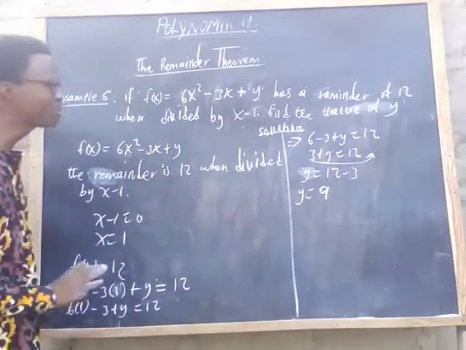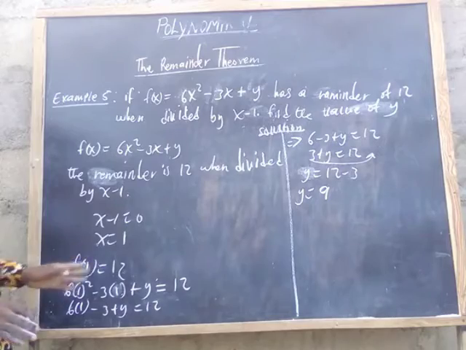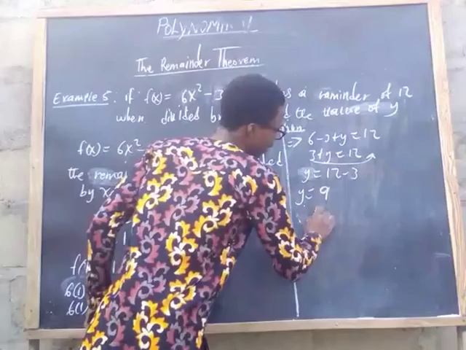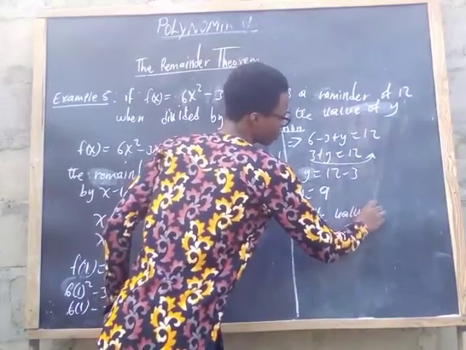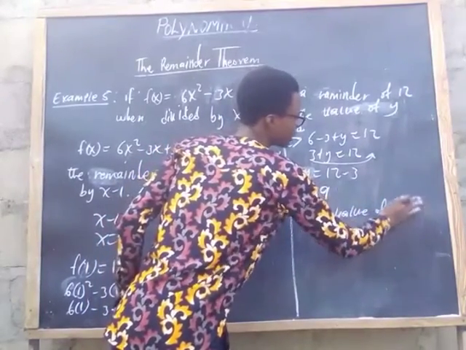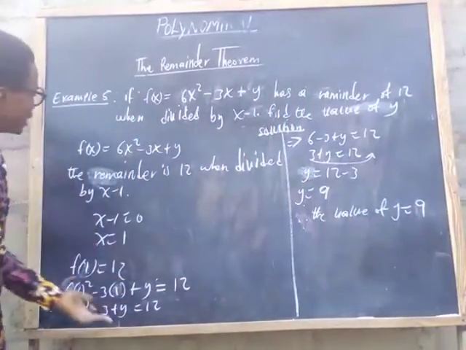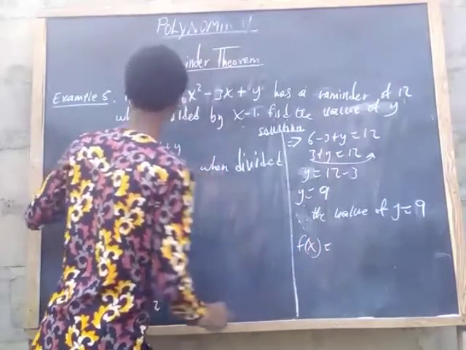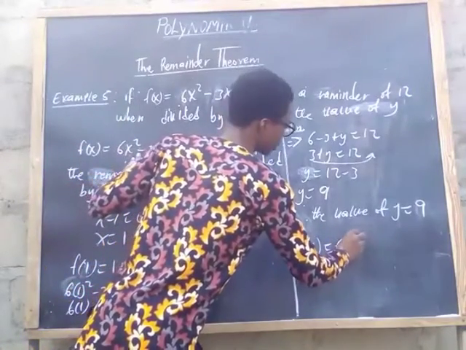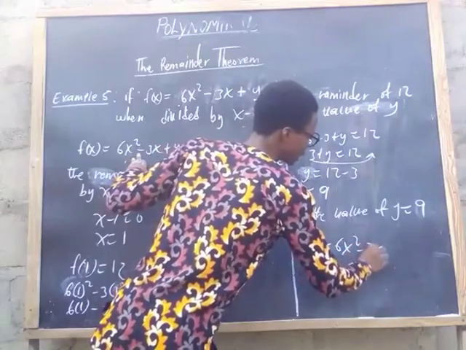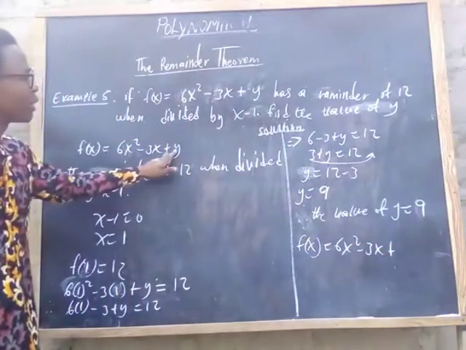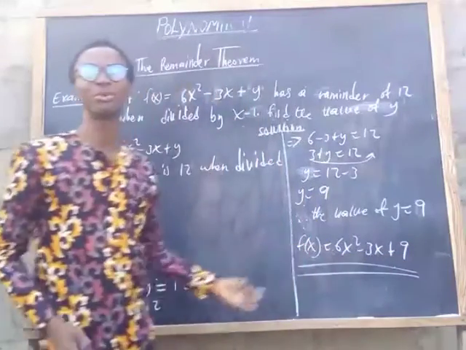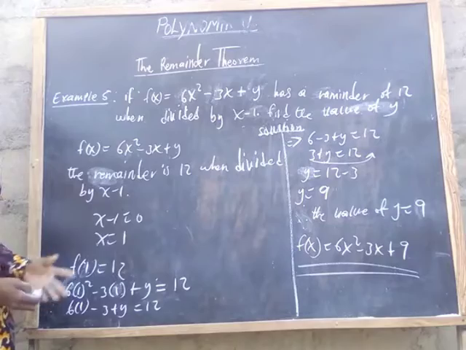So you see, very simple and straightforward. This is how to find the value of y. So you say therefore the value of y is 9. So if you want to write the equation, the function is supposed to be f of x equals to 6x squared minus 3x plus. So anywhere you see y, what are you going to put now? Is 9. So this is the function given in the question. I hope you understand it.